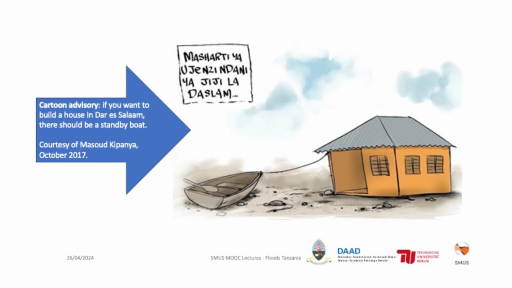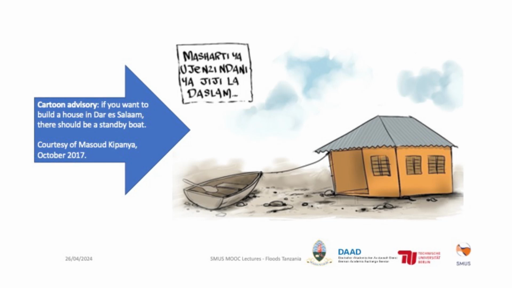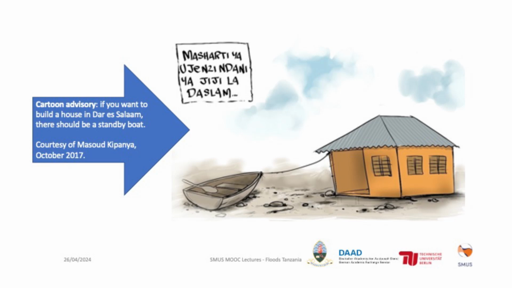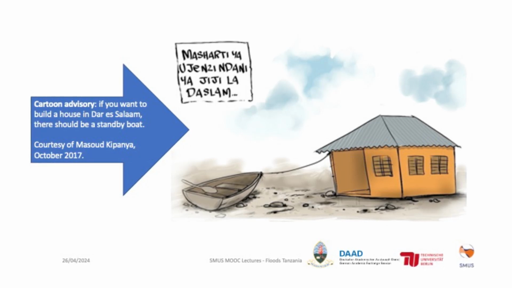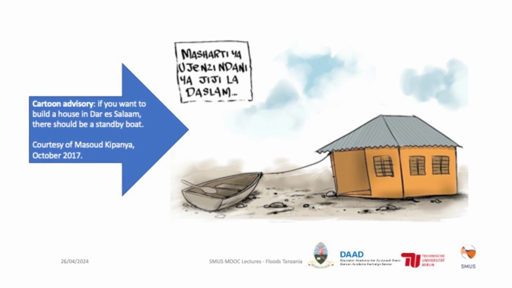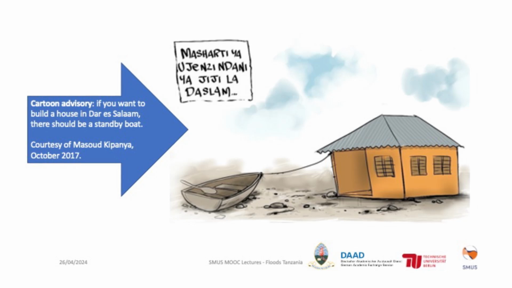And then in 2017, there is a newspaper which goes by the name of Mwananchi. It means the citizen. Now there was a cartoon which was satirical and demonstrating that if you want to build a house in Dar es Salaam, then you need to have a standby boat outside your house, because anytime when it rains, expect floods.